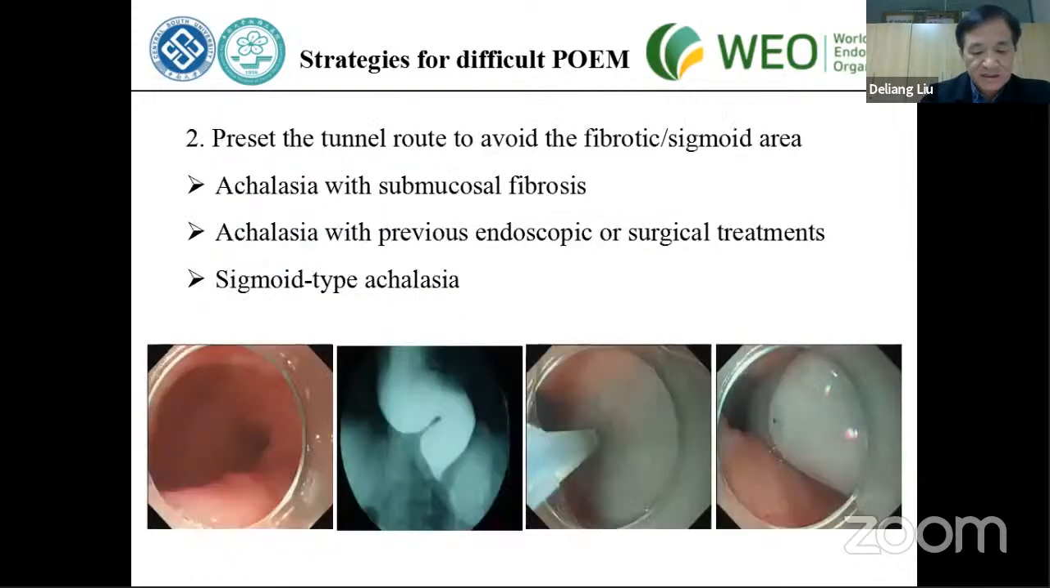Secondly, for patients with submucosal fibrosis, sigmoid type esophagus, or prior peroral endoscopic or surgical treatment, we can use submucosal injection to preset the tunnel to avoid the fibrotic or sigmoid area as much as we can. And this strategy is also helpful when we get lost in the submucosal tunnel. Just show the endoscope out of the tunnel and preset the tunnel route in the esophageal cavity.